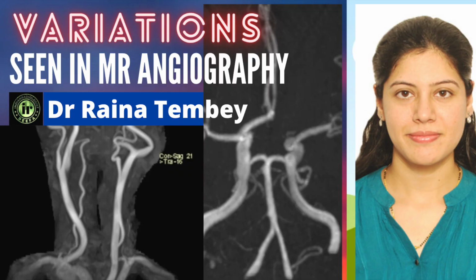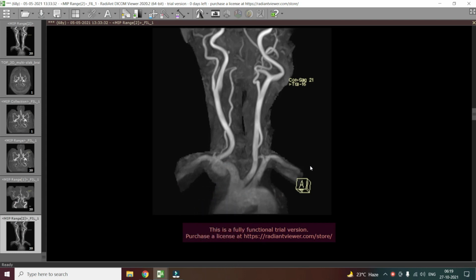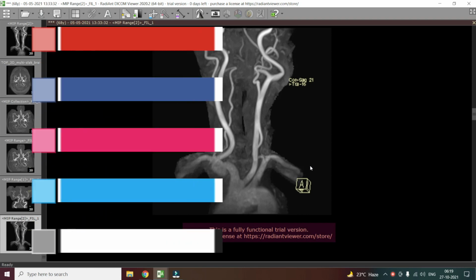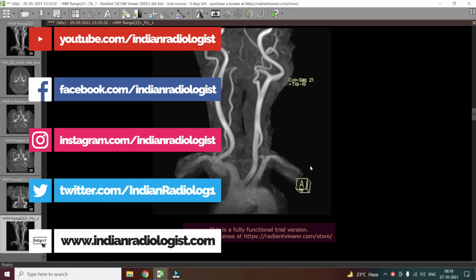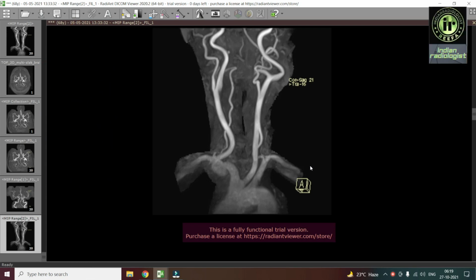Hello everyone, I am Dr. Raina Tembey, and in today's lecture we shall be having a look at a few variants that we see while reporting our MR angiography. We shall identify the variations in the circle of Willis, neck angiography, and have a look at a few persistent carotid-basilar anastomosis. Let us start by identifying the origin of arch vessels.